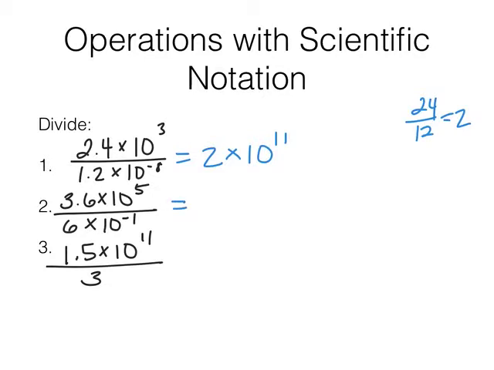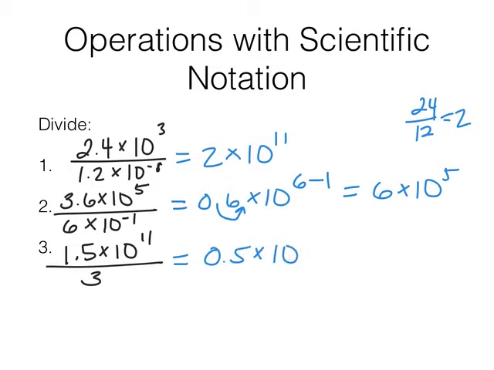36 times 10 to the 5th over 6 times 10 to the negative 1. Well, 36 divided by 6 is going to be 6, times 10 to the 5 minus negative 1 is 6. So this is 6 times 10 to the 6th power. And the last one, again, we don't have a power of 10, so just divide the coefficients and keep the power of 10, because if there's nothing to subtract, 11 minus 0 is still 11. So 1.5 divided by 3 is 0.5 times 10 to the 11th, and again, bigger by 1, smaller by 1, 5 times 10 to the 10th.